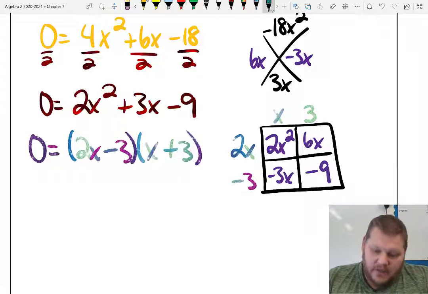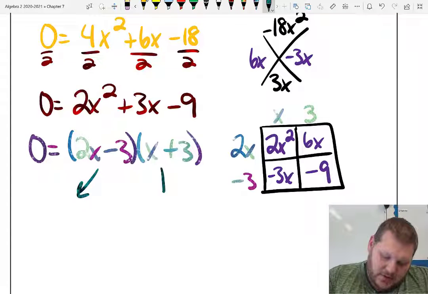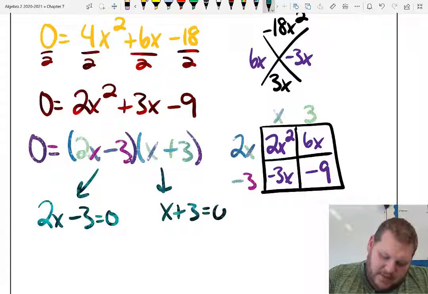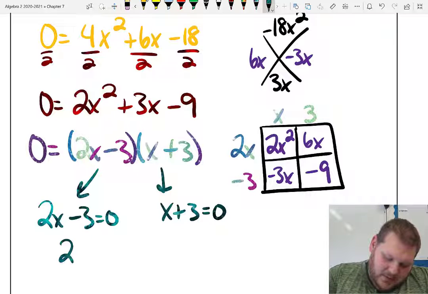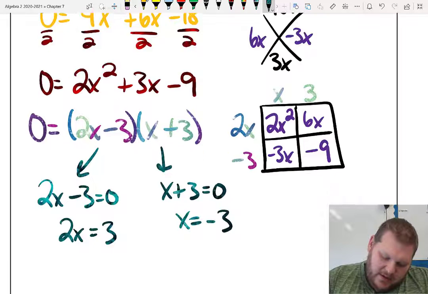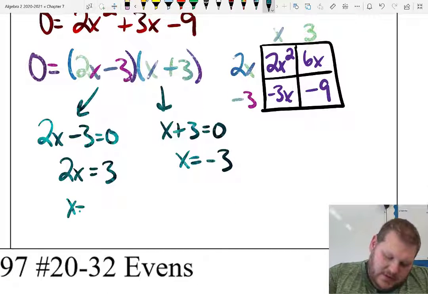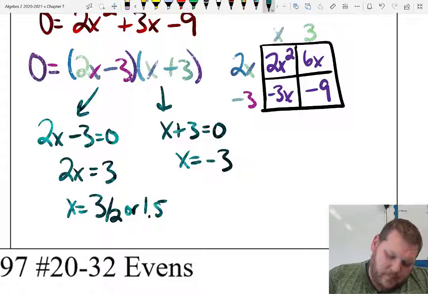So when I go to solve, 2x minus 3 equals 0, and x plus 3 equals 0. So 2x equals 3, and x equals negative 3 there. So x is 3 over 2, or 1.5.